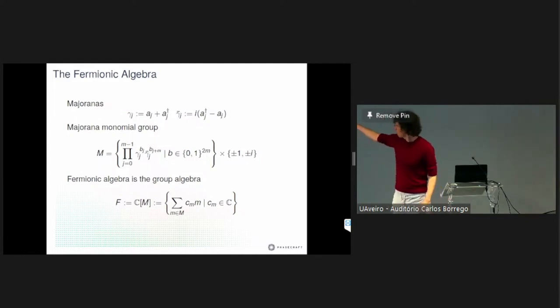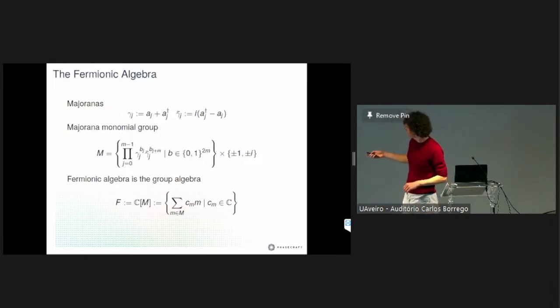So I'm going to give some mathematical background. That's going to be a large portion of the talk. So we have these Majoranas, right? They anti-commute with each other, they square to the identity. And we have this thing called the Majorana monomial group, okay? The Majorana monomial group is just all possible products of Majoranas, right? And it's decorated by phases because these things can anti-commute with each other.